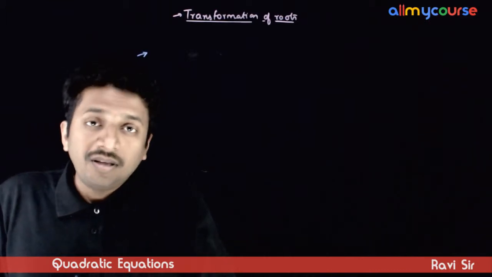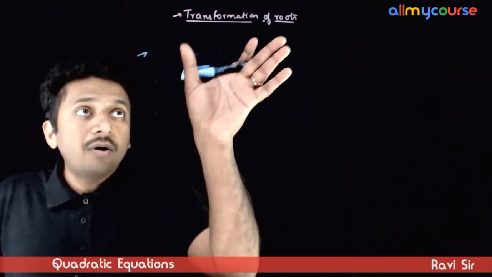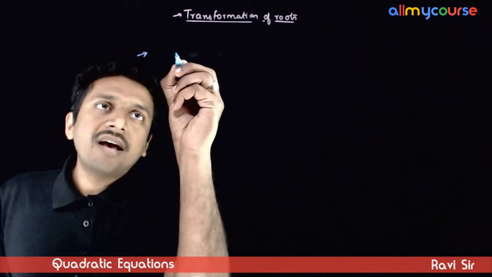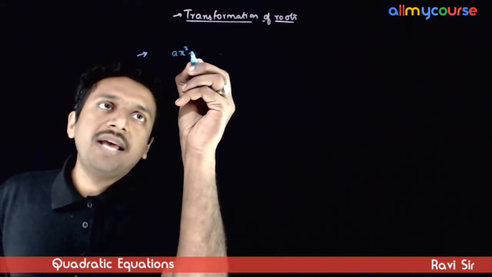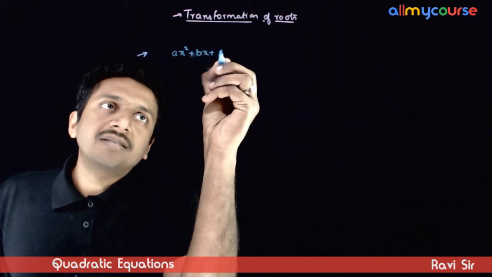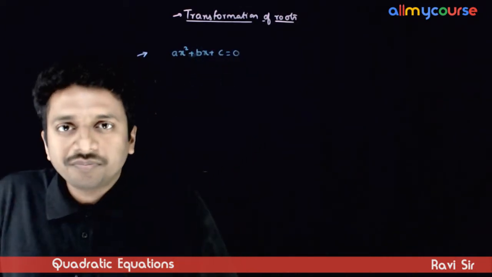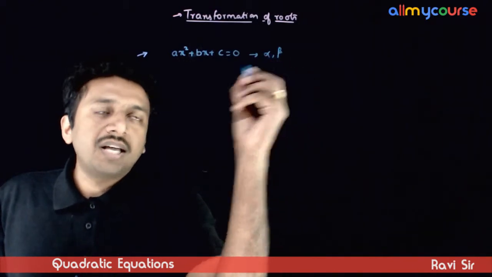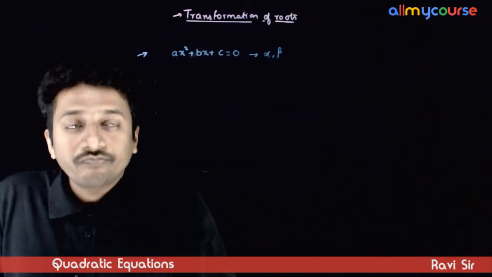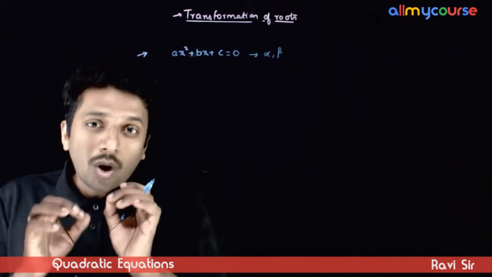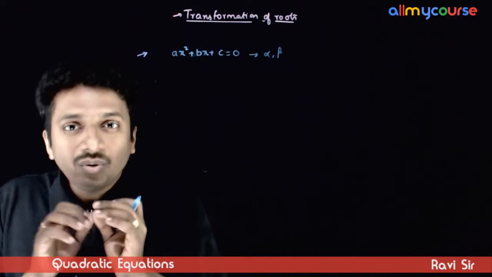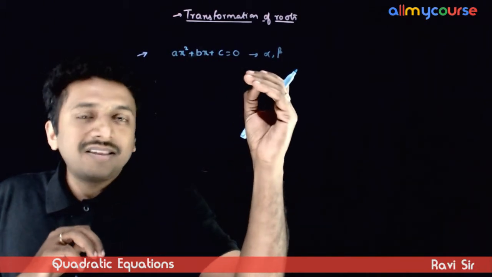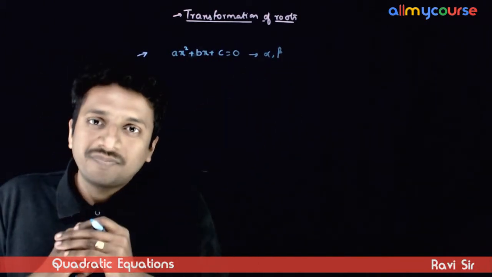So welcome students. In this video, let us look at the topic of transformation of roots. If you have a quadratic equation ax square plus bx plus c is equal to 0, and let us say that the roots of this equation are alpha and beta. Now, what is an equation whose roots are k greater than the roots of this equation?